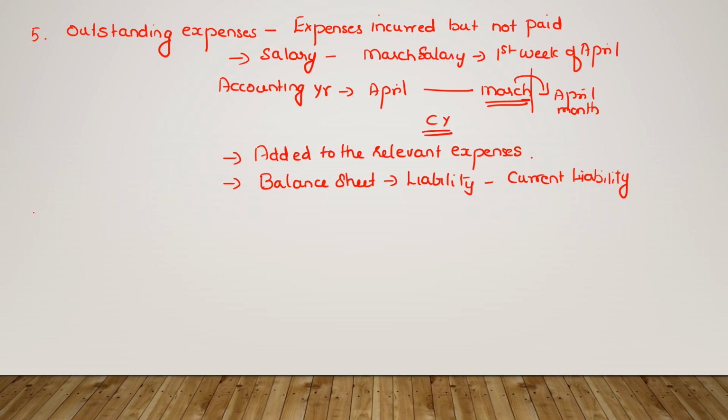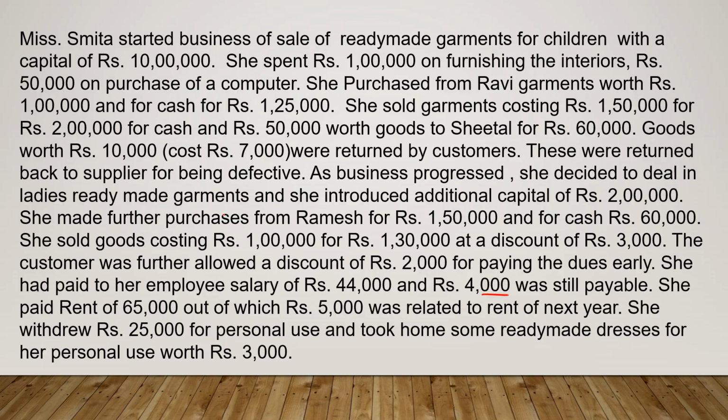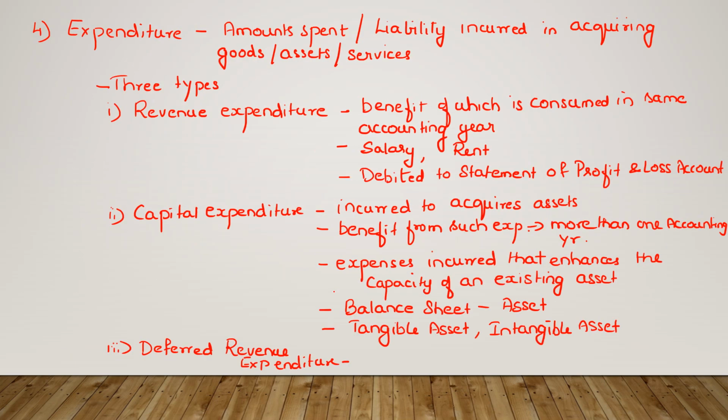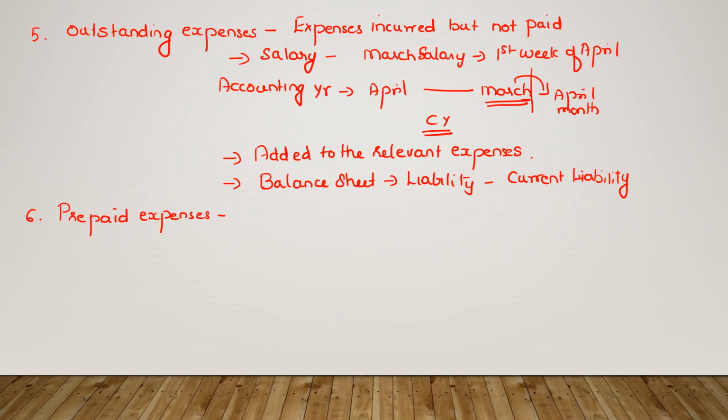So I hope this is clear. Now moving further, the next type of expense that we'll be learning is prepaid expenses. Now going back to our example, we see that she paid a rent of 65,000. So she has already paid 65,000. There's an outflow of 65,000, out of which rupees 5,000 was related to rent of next year. So for next year's rent, 5,000, she has already paid this year. So this is an example of prepaid expense.